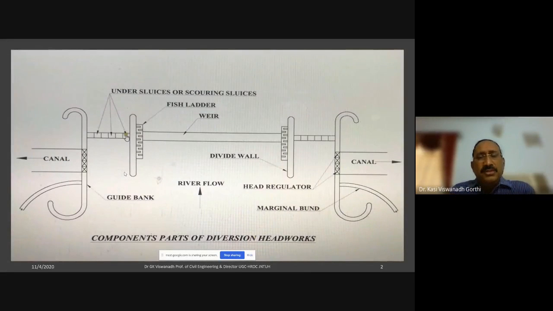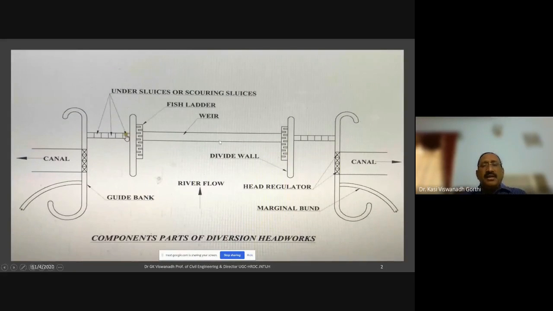This figure we have seen in the previous class also, showing the various components of a diversion headwork. This is the main weir wall. This main weir wall may have an under sluice portion also, either on both sides or one side. This is called the under sluice, also called the covering sluice, and added to that side you may have a canal also like this. This under sluice or covering sluice may be there on both sides of the banks of the weir, or even one side only, depending on how the water is required to be diverted.